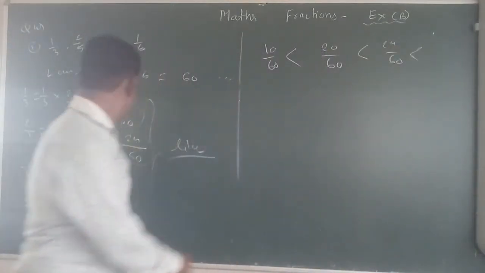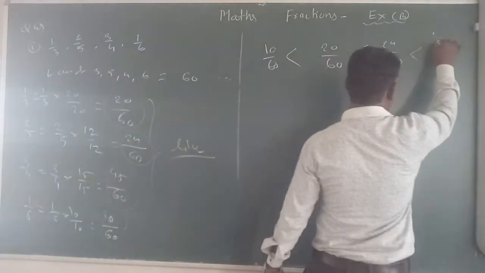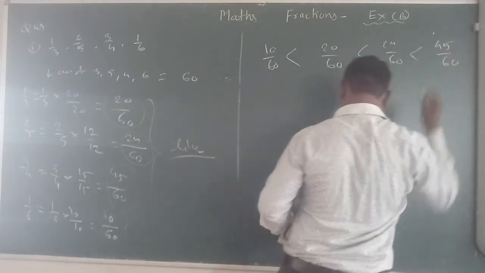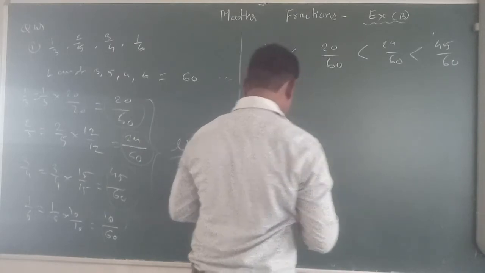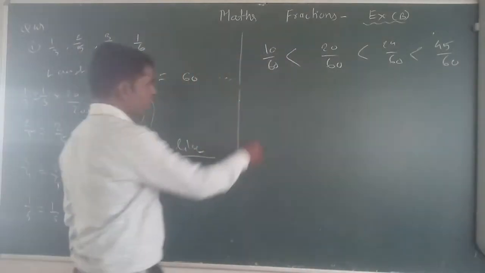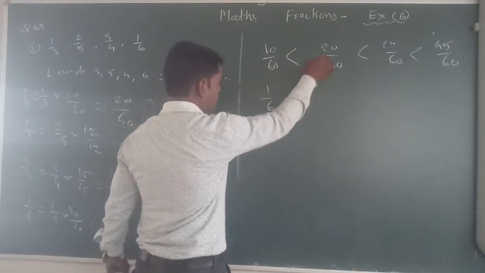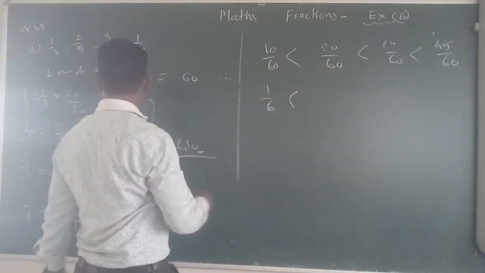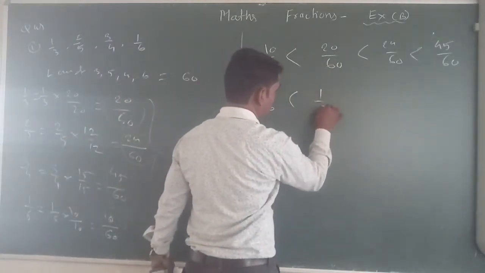After that, 45 upon 60. And further you can write the proper fraction also. 1 upon 10 is which fraction? 1 upon 6. 20 upon 60 means which fraction? 1 upon 3.